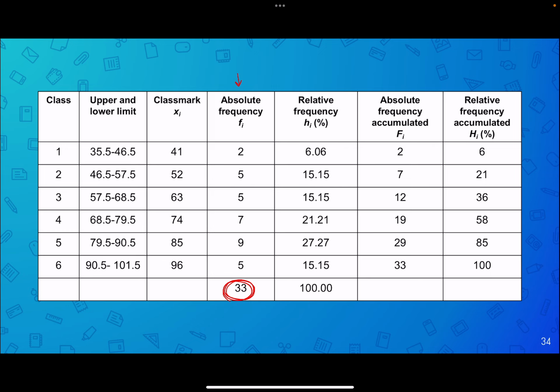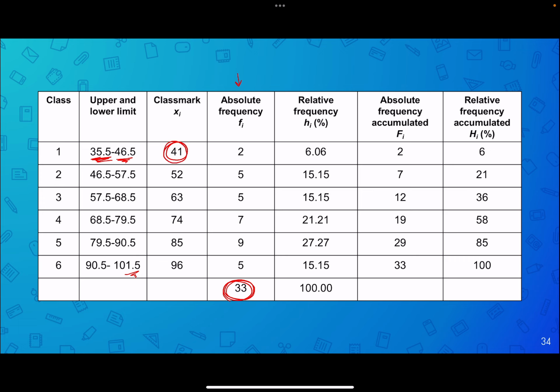In this case, we have 6 classes. My lower limit was 35.5 and my upper limit was 105.5. Between those, I separated this in classes. So if you can see here, I go from 35.5 to 46.5. The midpoint is going to be 41.